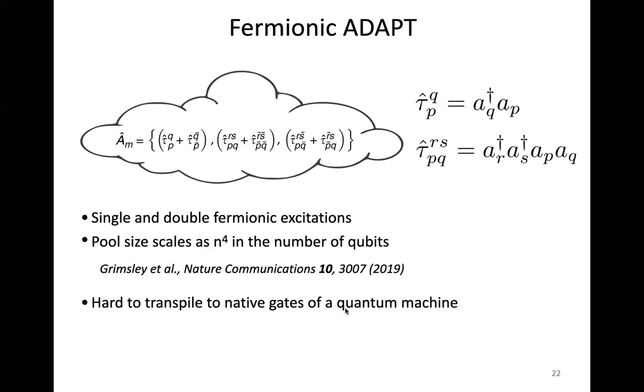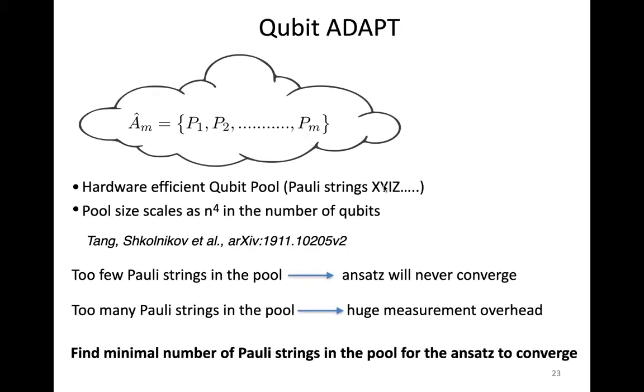And also it has the disadvantages of all hardware inefficient ansatz, that it's hard to transpile this to native gates of the quantum machine. That's why there was an idea that maybe we should just split these fermionic operators into the basic Pauli operators, Pauli strings, which are more native to the quantum machine. And that was basically the idea behind qubit ADAPT. So now our operator pool is just a set of Pauli strings, and each Pauli string looks like this. It can be, for example, X, Y, I, Z, and so on. Each of these operators acts on the corresponding qubit. So, for example, X acts on the first one, Y on the second one, I on the third, Z on the fourth, and so on.